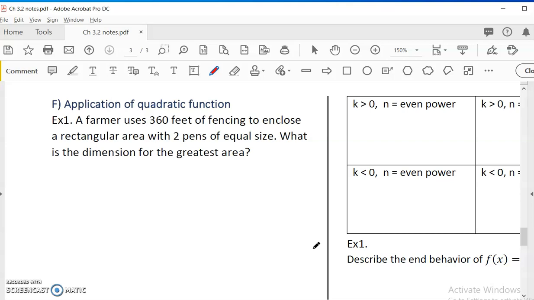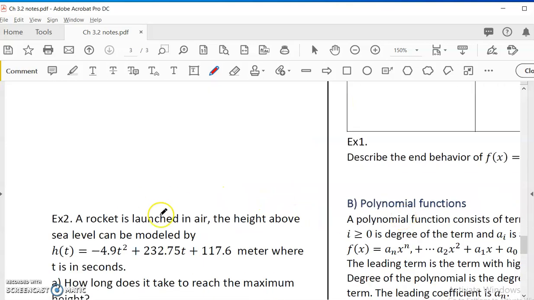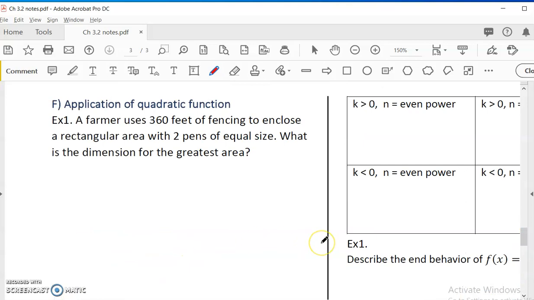Quadratic function is very useful to model area because area is length times width, so it would involve some kind of square terms, and then also motion. Motion is controlled by gravity, which is proportional to the square of time. So that's why it is involving quadratics.